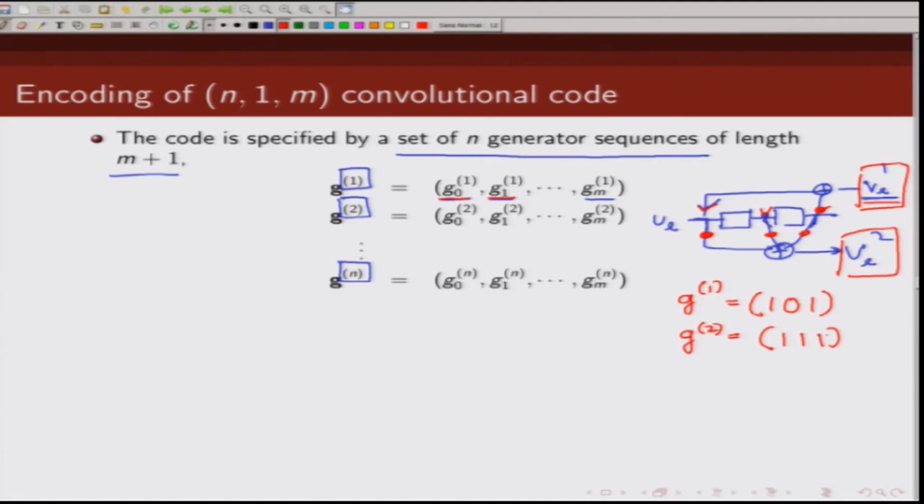So, if I specify these generator sequences, then my convolutional code is completely specified.